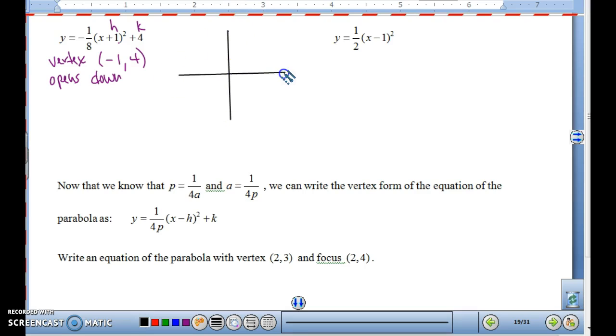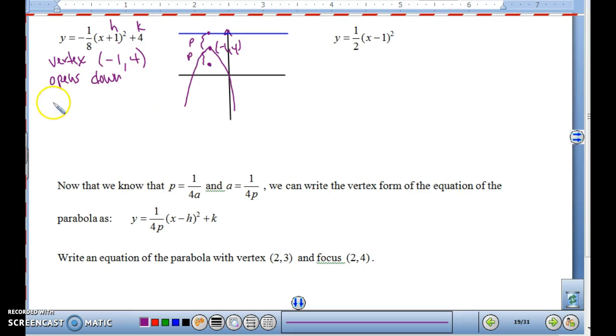All right, so here's my sketch. My vertex is at (negative 1, 4), so it's probably about there somewhere. And this is going to open down, like this. So my focus is going to be here, and my directrix is going to be up here. So I need to know my focal length so I can figure out where everything is.